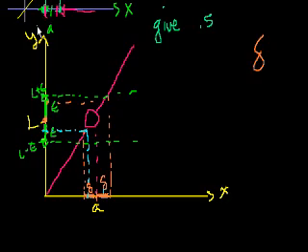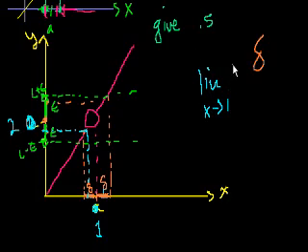Just to make this a little bit more concrete, let's say this is the number 2, and this is the number 1. So we're saying that the limit as x approaches 1 of f of x, I haven't defined f of x, but it looks like a line with a hole right there, is equal to 2. This means you could give me any number. Let's say you say, I want f of x to be within 0.5 of 2. So I want f of x to be between 2.5 and 1.5.